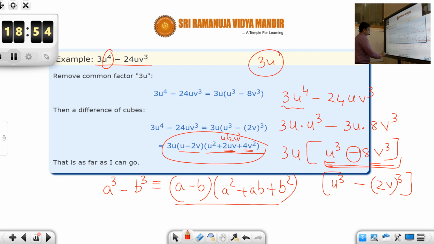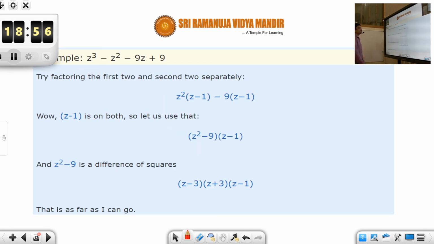Okay students, so let's look at another example. See, z³ minus z² minus 9z plus 9. Students, here if you observe all these four terms, you don't find anything in common, because here there are z terms and here there is a constant. But suppose we try to factorize the first two and then the last two, then let's see what happens.